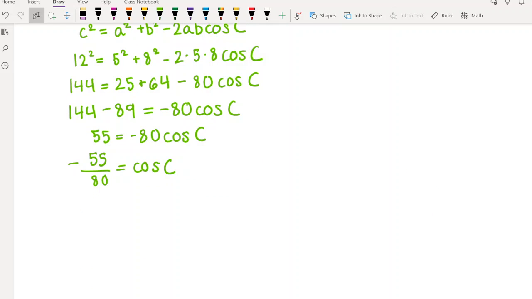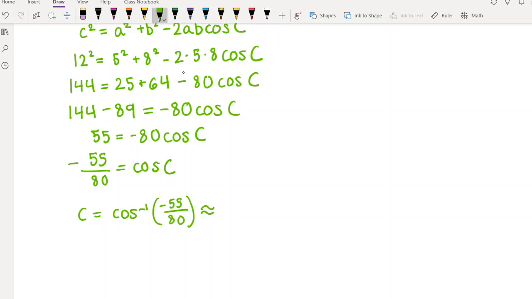What you would worry about is if you got something like 80 over 55 is equal to cosine of C. That should be a place to worry because 80 over 55 is bigger than 1. But as long as the number that you have here is between negative 1 and 1, you're good. So now we want to take inverse cosine of that number. And I'll talk in a moment about why in this case you don't need to worry about there being another possibility. When you do inverse cosine, that's just going to give you your answer.